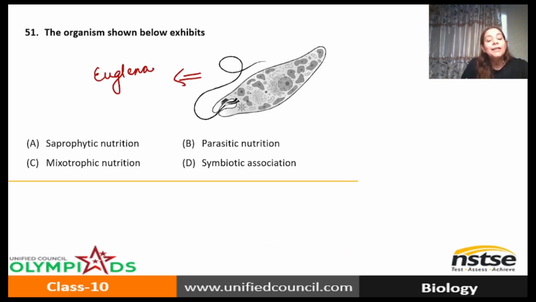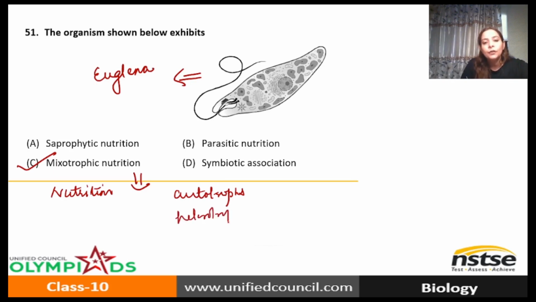Now if I talk about its nutrition, that is how it obtains energy from food, or how it obtains food basically, it is mixotrophic in nutrition. Mixotrophic organisms are those which act as autotrophs also, because they have chlorophyll in them, so they can photosynthesize also. And on the other hand, they act as heterotrophs also. How? They obtain food from other organisms. So we say that it has mixotrophic nutrition. Now if I talk about saprophytic, that means feeding on dead and decaying organic matter.